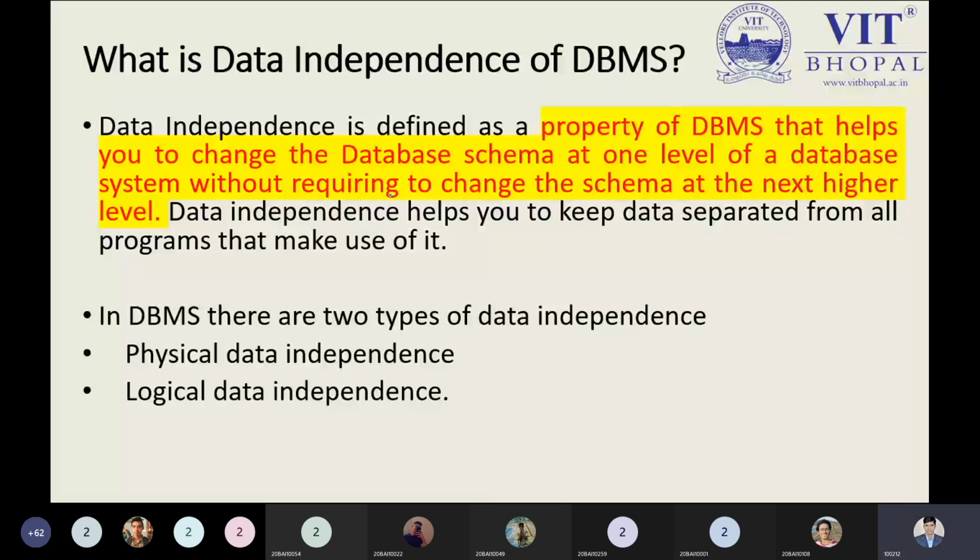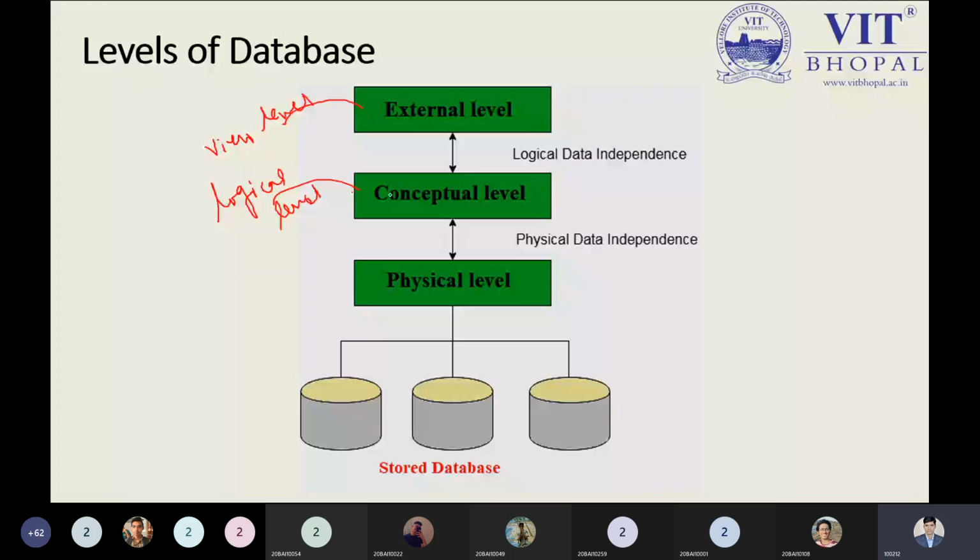We have discussed the levels of the database: external level, conceptual level, and physical level. The physical level and conceptual level are required to handle physical data independence, because with the help of the physical level we store information at the logical level, following the logical schema. And at the view level, different users are able to see information. That is the point to keep in mind. We discussed the levels of the database schema a few minutes ago, so there is no need to discuss this diagram more.